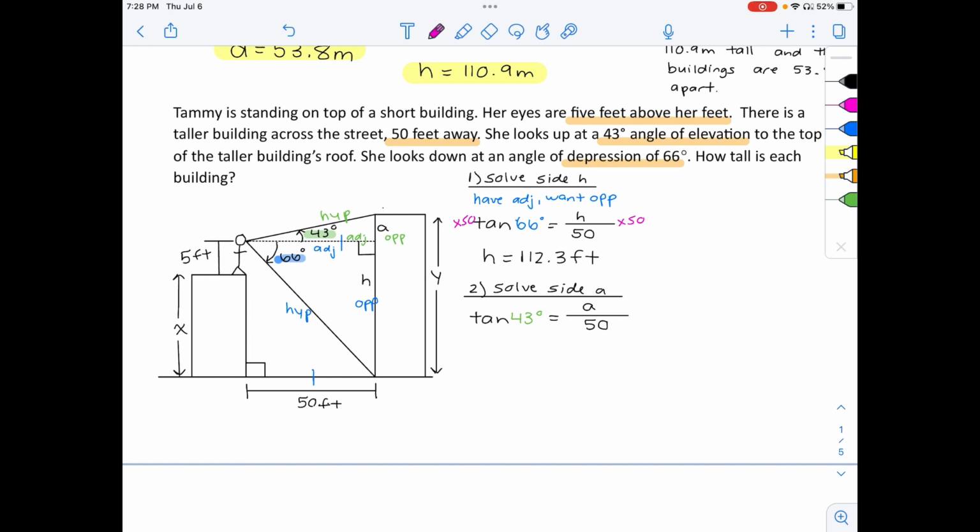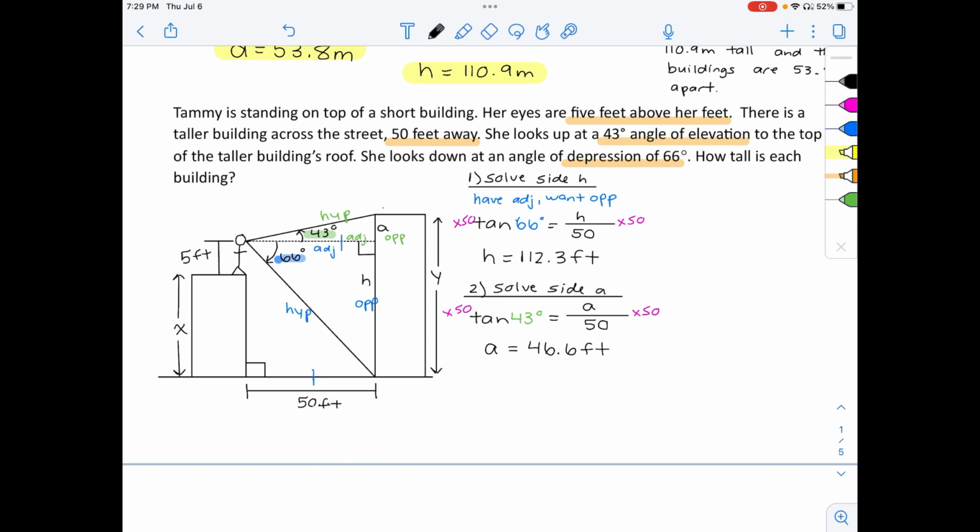Then same thing as what I just did above, I'm multiplying by 50 here, multiplying by 50 here, and that will tell me what that top part of the triangle is. So 50 times tan of 43 degrees is 46.6 feet. Okay, and now I have enough information to solve for what I'm actually looking for.